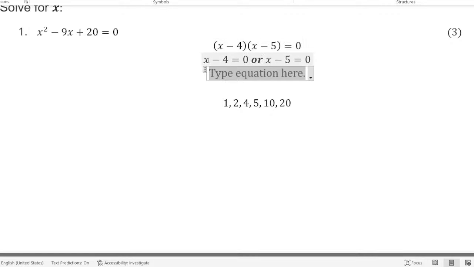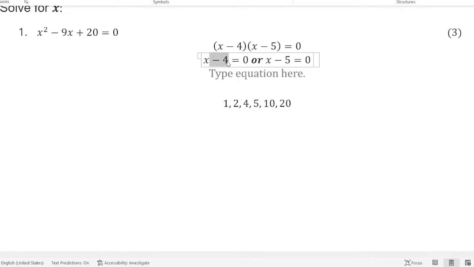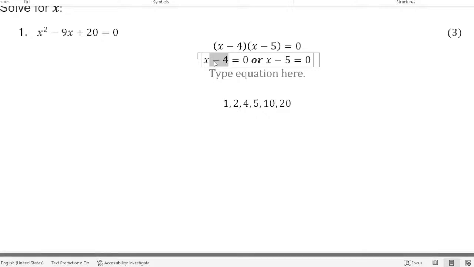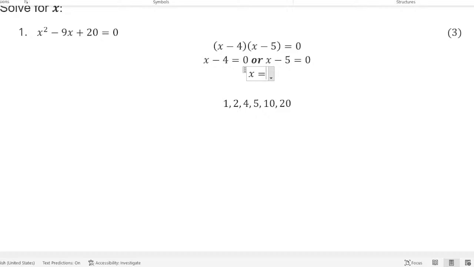We're going to transpose. We're going to take negative 4 to the other side of the equation, in this case to the right hand side of the equation. Remember, when you are transposing, you are taking a term to the other side of the equation. Now we're taking negative 4 to the right hand side, and whether to the right hand side or to the left hand side, the sign must change. So here we have a negative 4, so now it will become positive 4. So the first solution will be x is equal to 4.